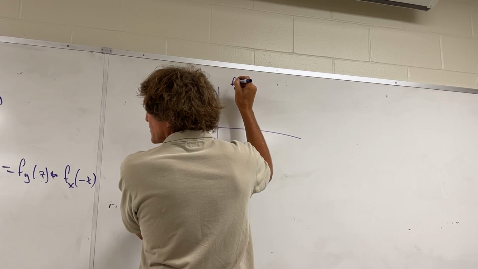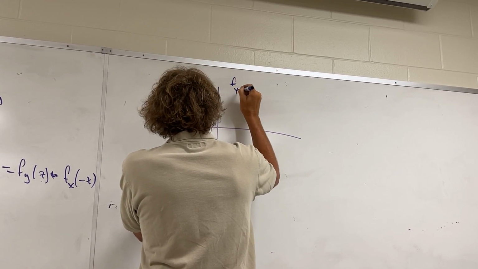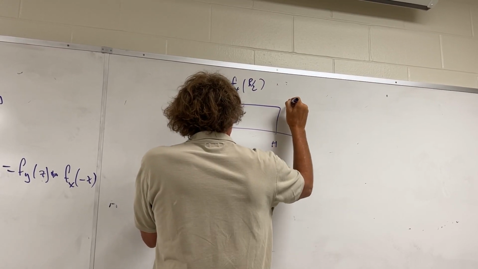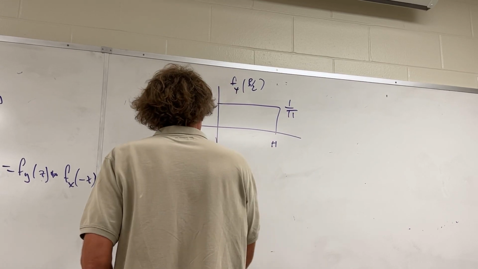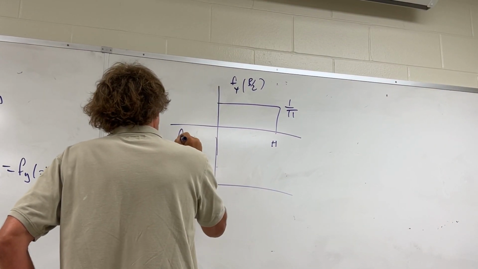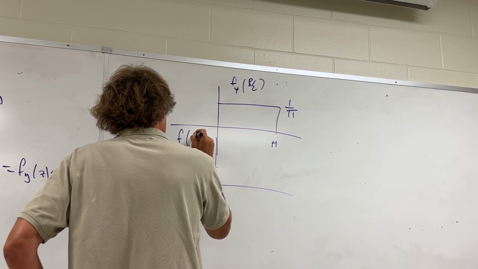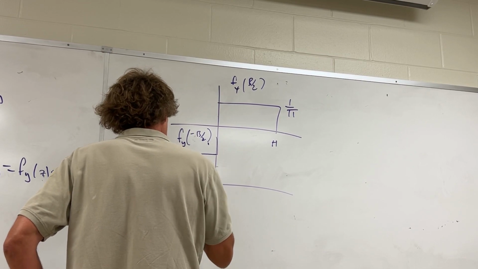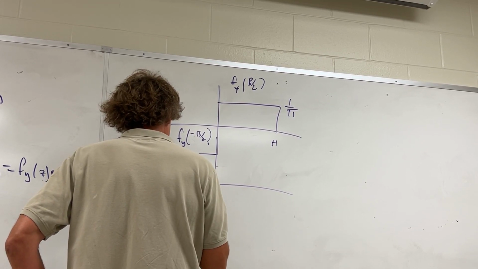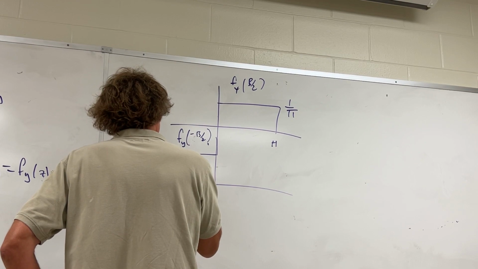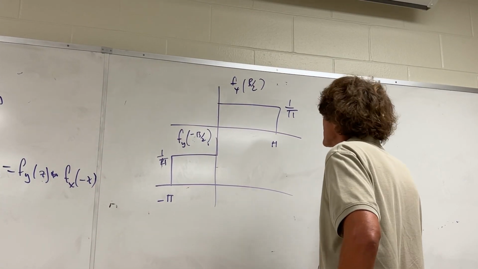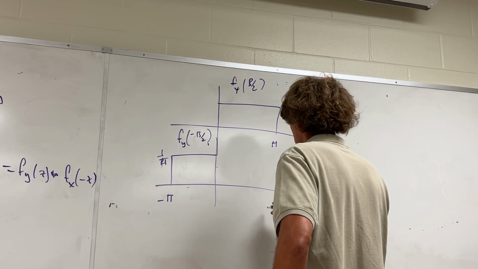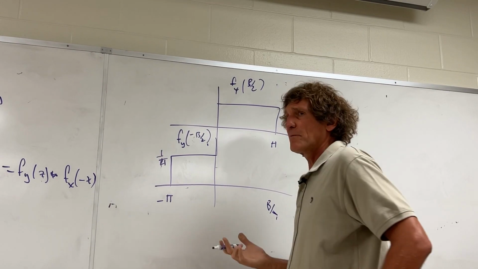Because it's beta over 2, when you take f of psi of beta over 2, it looks like this, and has a height of 1 over pi. And when you take f of theta of minus beta over 2, it looks like this. And this becomes pi, minus pi, and it has a height of 1 over pi. Y'all with me on this one? And this is going to be versus beta over 2. Can you all follow me on what I'm trying to show you here?